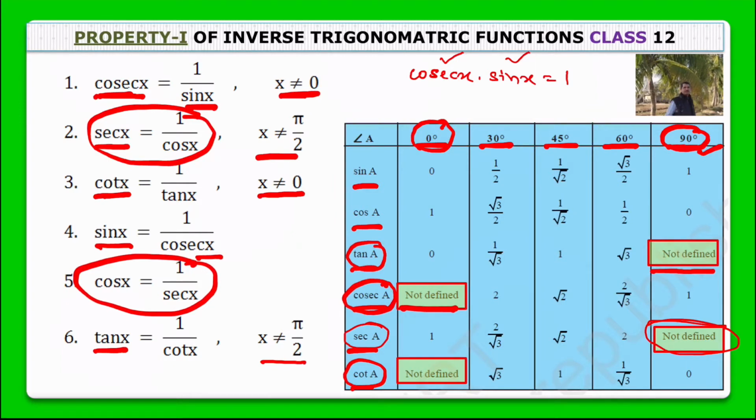It means sec x and cos x, there may be a relation. And in the third and the last, the sixth, we observe that tan x multiplied by cot x equal to 1. It means one may be converted into the other. For example, cosec x can be converted into sin x, sec x can be converted into cos x, and tan x can be converted into cot x, and vice versa, यानी इसका उल्टा भी होता है.